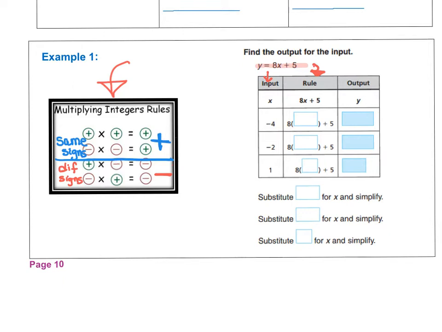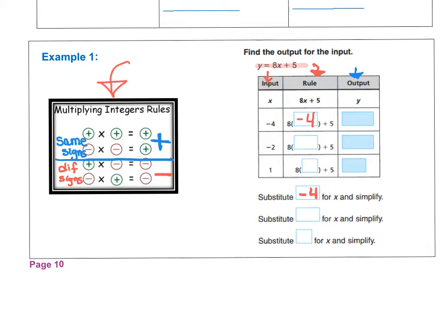Our output value is going to be what comes out when I put that x into our rule. So our output is going to be our y value, and we're going to be writing those there. So to get started, we're going to take our x value, which the first x value is -4, and we're going to substitute that -4 in the rule where the x was. Right there, -4.